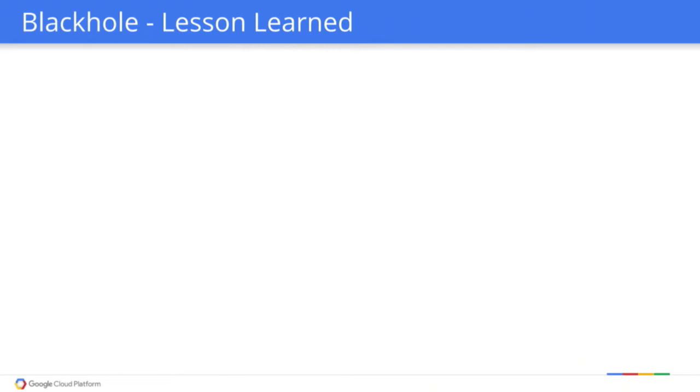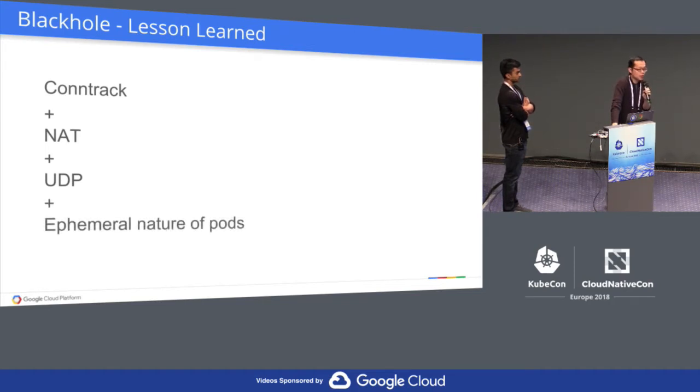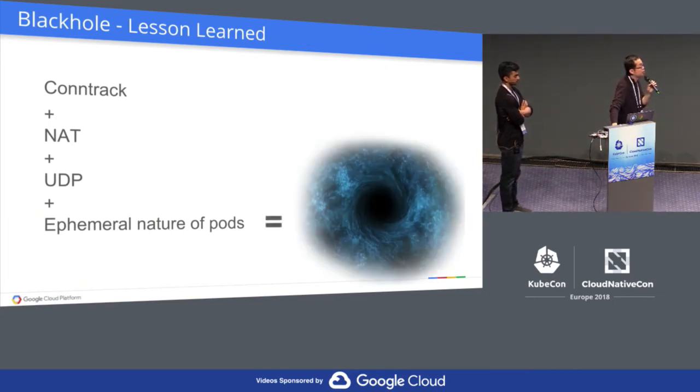So what we learn from this is that conntrack can only be turned on for all the network traffic. You can turn it on or off for all, but you cannot turn it on for partial traffic. And then we have NATting, which we use extensively with kube-proxy to implement the Kubernetes service. And then the nature of UDP, which doesn't guarantee reliable delivery, and there are no connections there. And then the ephemeral nature of pods, which come and go all the time. That's a recipe for a black hole.